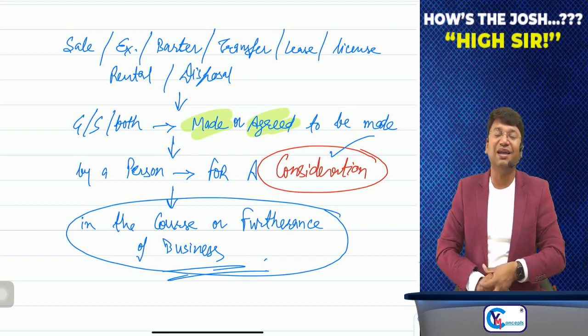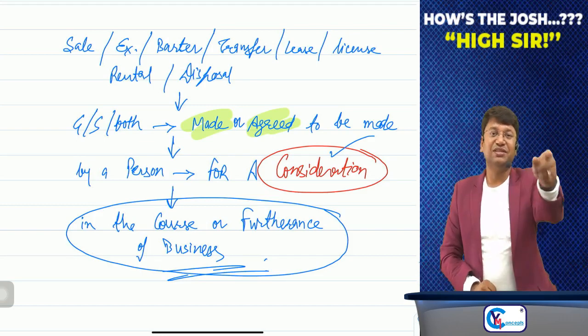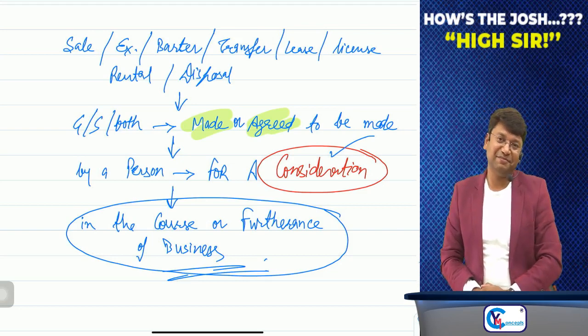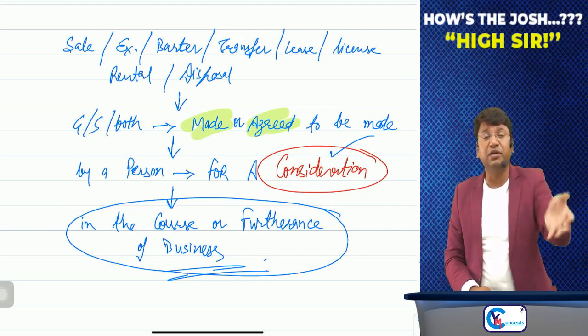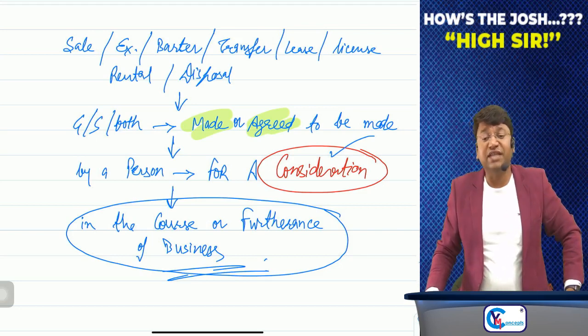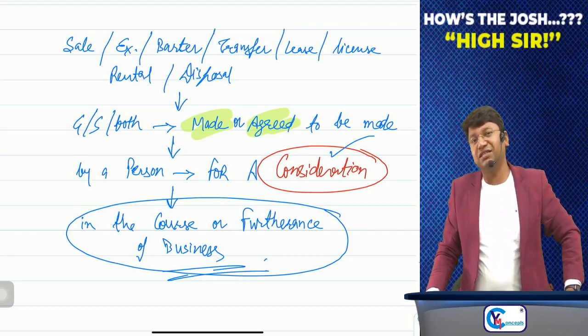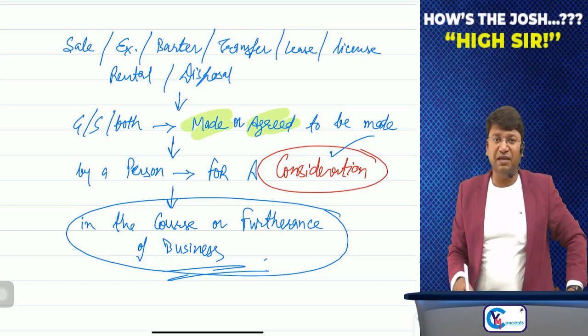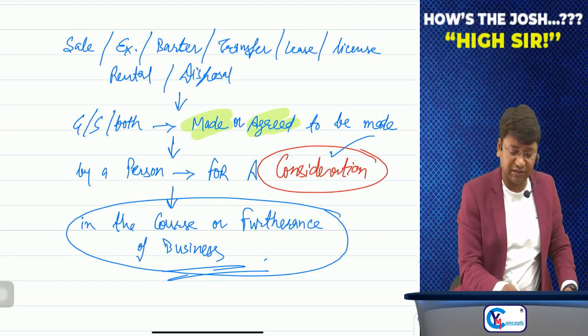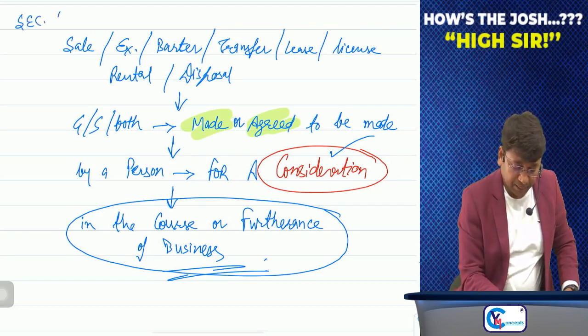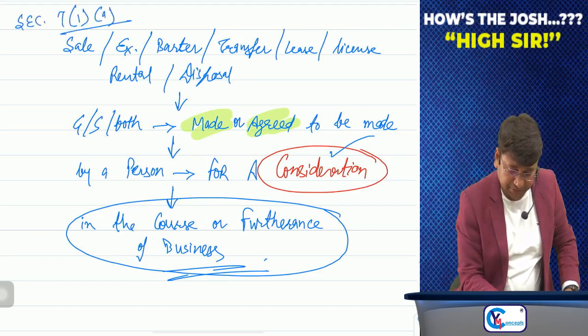Services are being provided by a charitable institution to that business entity, and GST will be charged. Clear? So each and every transaction has to be checked and analyzed, whether it is supply or not, keeping in mind whether it is for a consideration or not. If it is not for a consideration, it is not covered in Section 7, subsection 1, clause A.